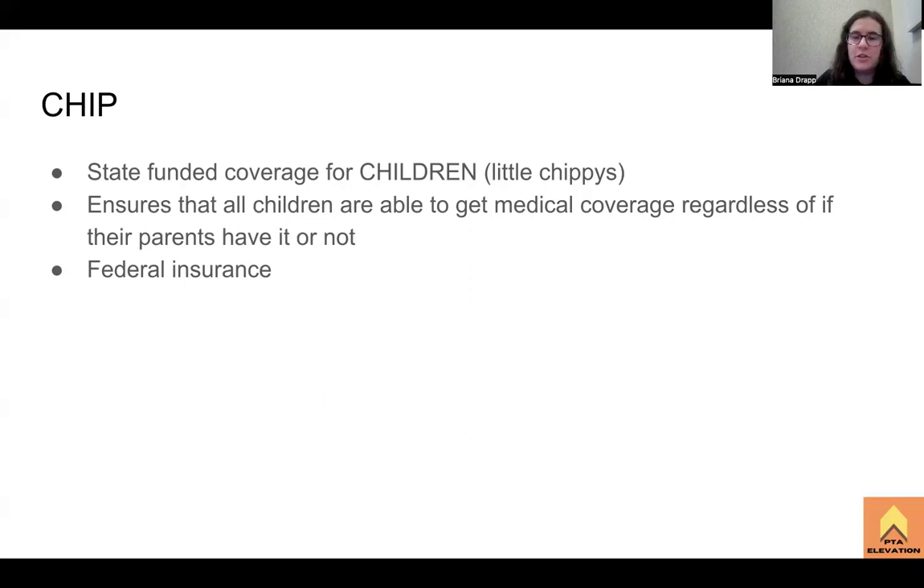It ensures that all children are able to get medical coverage regardless of whether their parents have it or not. Normally, if I had a hypothetical child, I could put them underneath my insurance since I have UPMC health plan. Let's say that I didn't have insurance, but I had a child, I could still use CHIP to help get them covered. So it's still federal insurance to ensure that all children have access to medical services, and that's why it was created.